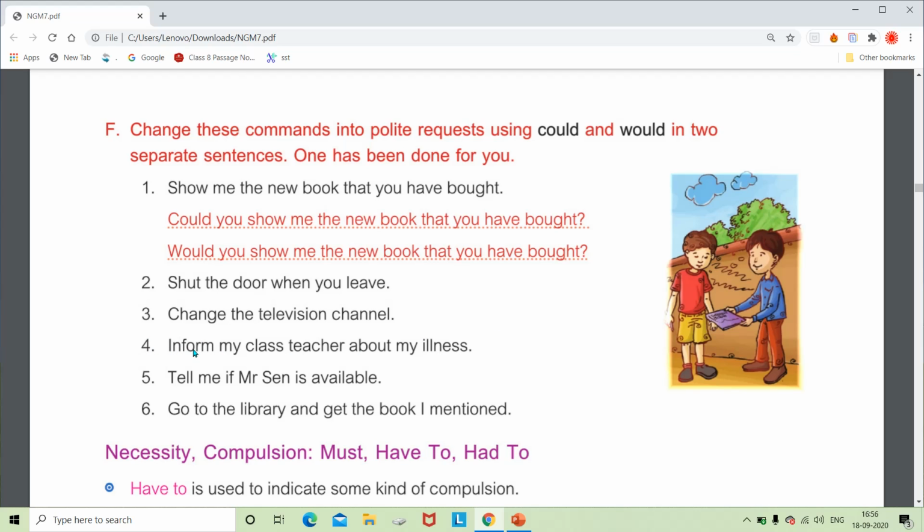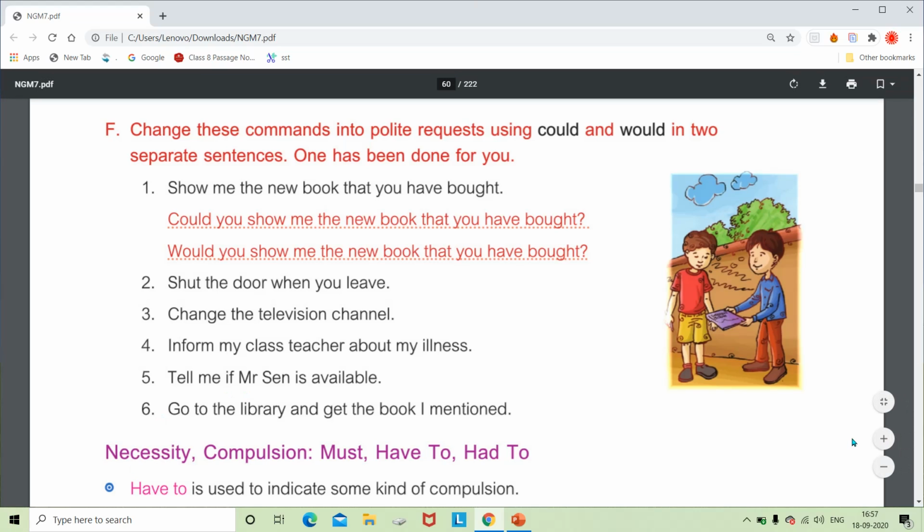Fourth one is: inform my class teacher about my illness. So we can say, could you inform my class teacher about my illness, or would you inform my class teacher about my illness. Fifth one is: tell me if Mr. San is available. So again we can say, could you tell me if Mr. San is available, or would you tell me if Mr. San is available. And the last one is: go to the library and get the book I mentioned.